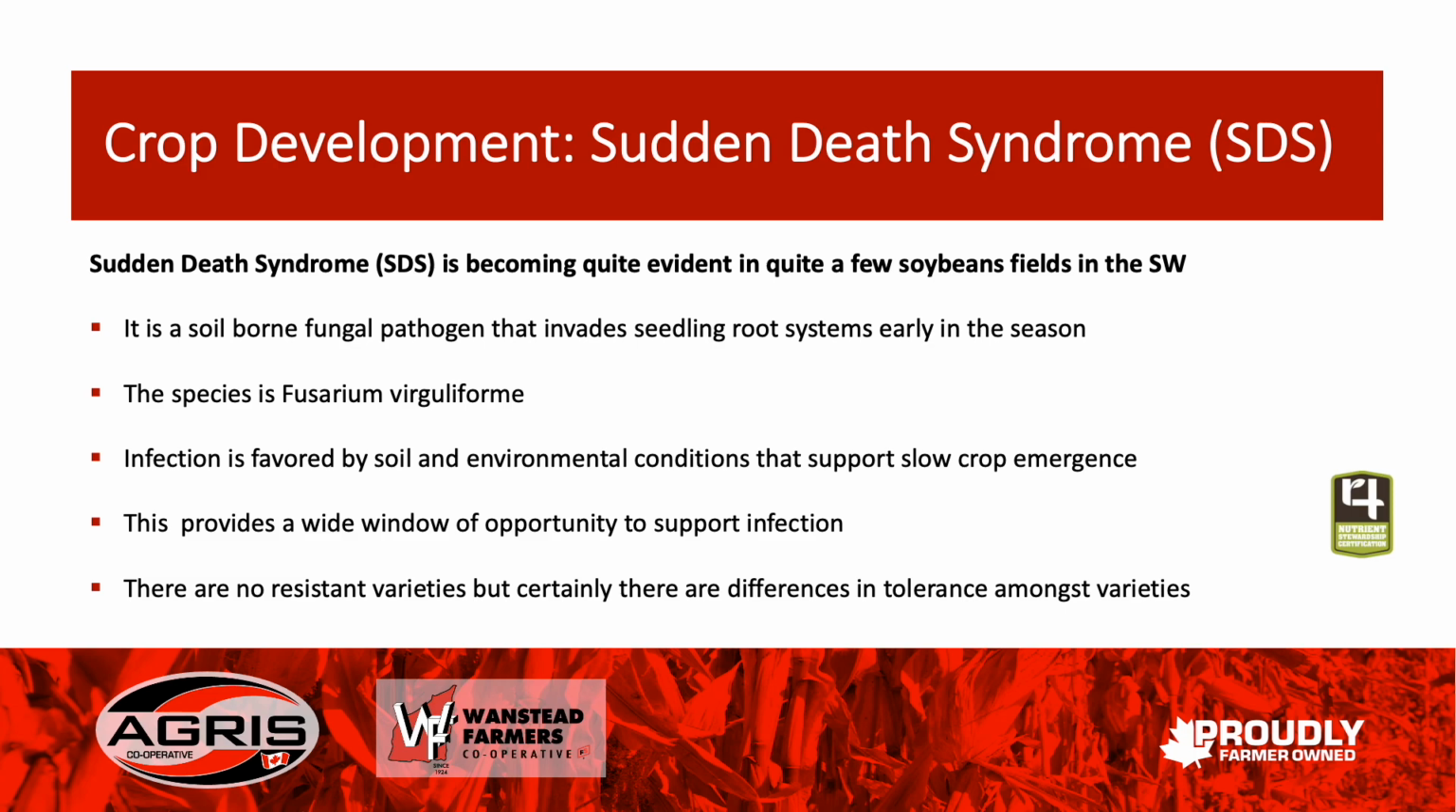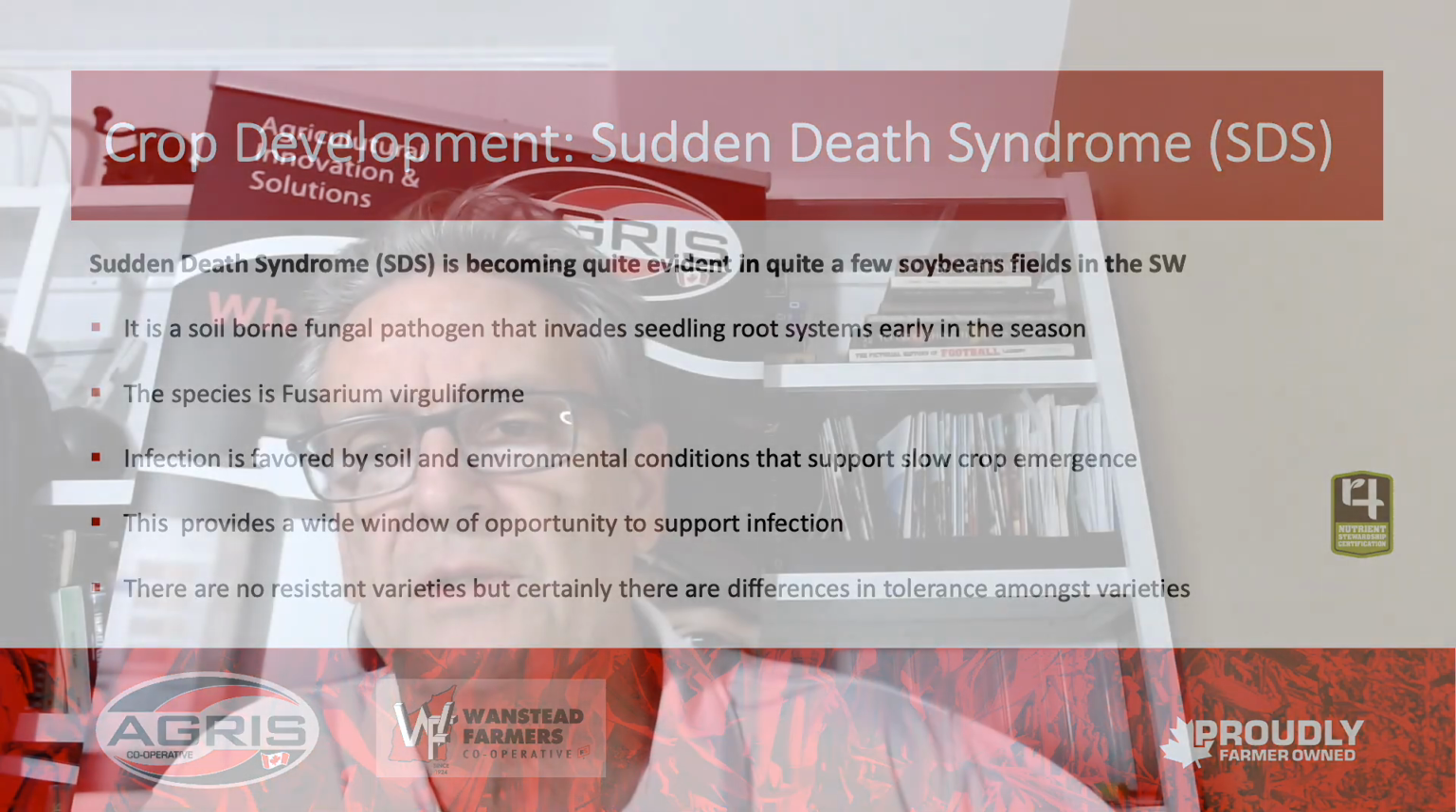Infection is favored by soil environmental conditions that slow crop development early in the season, and slow, cold emergent conditions are what gives an opportunity for the fungus to get started. And the longer it takes for crops to emerge, the more the disease can get established. There are no resistant varieties out there, but there are differences amongst varieties, so it's worth being out in the field to notice those today.